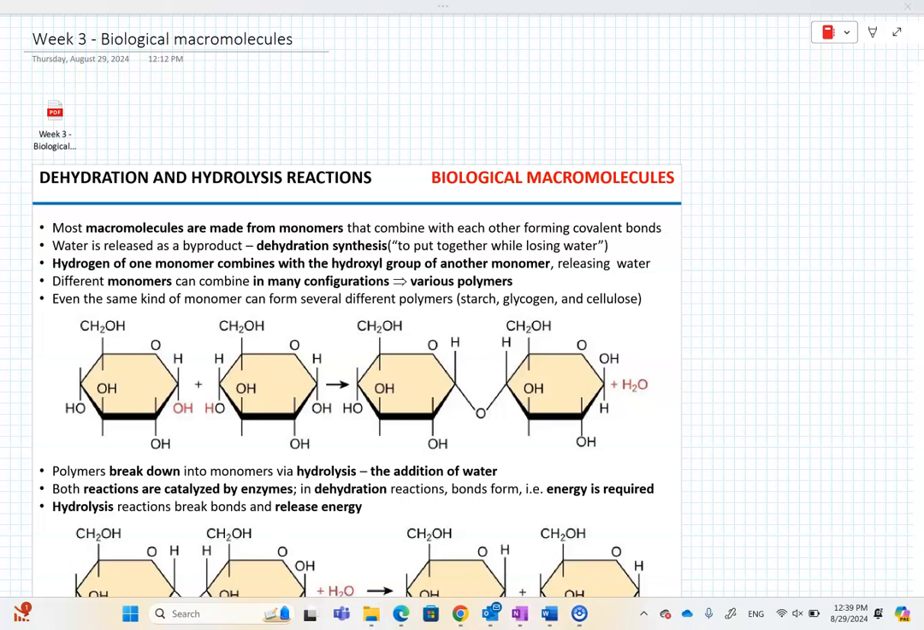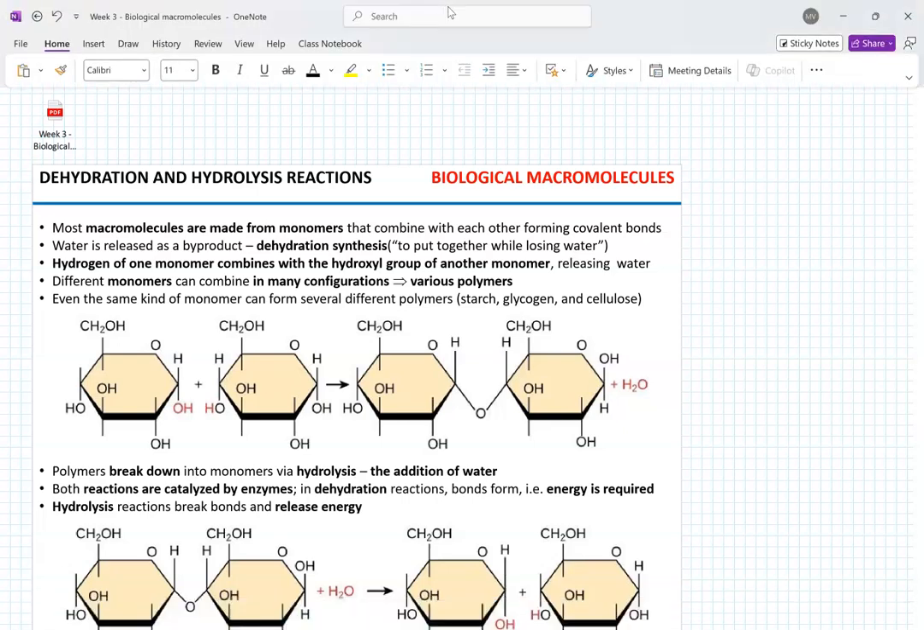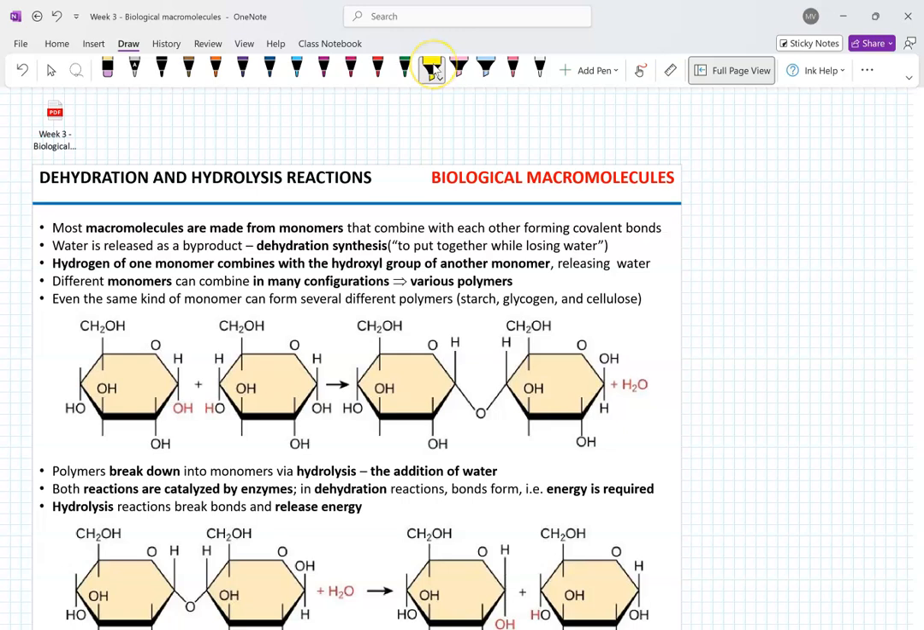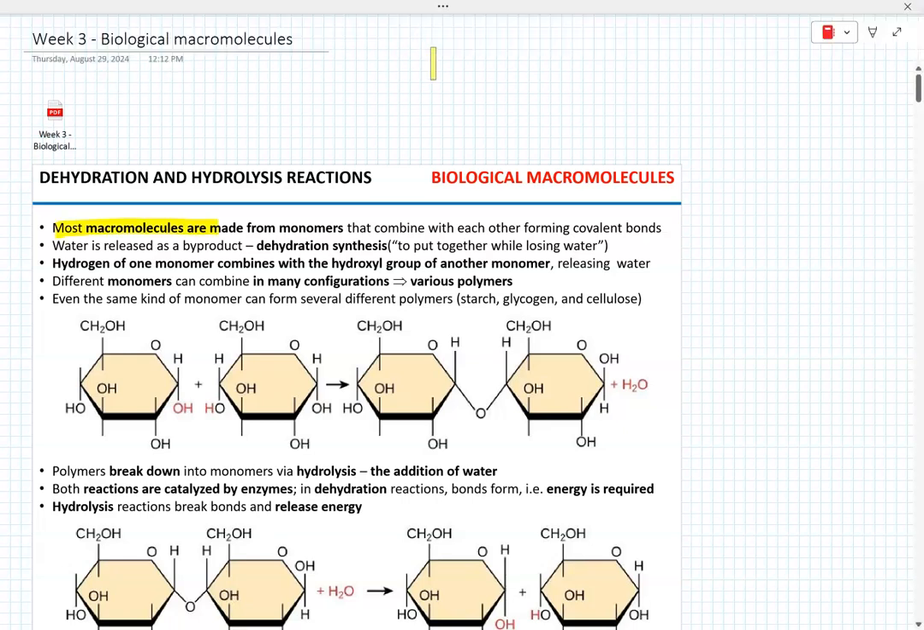In our conversation today, we're going to discuss the main features of biological macromolecules. And we are going to start with the general concept of a macromolecule. Macromolecules are composed from monomers, molecules that are similar to each other, and then combine with each other by covalent bonds.